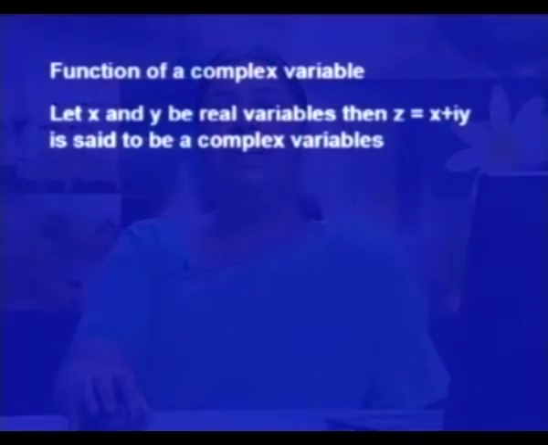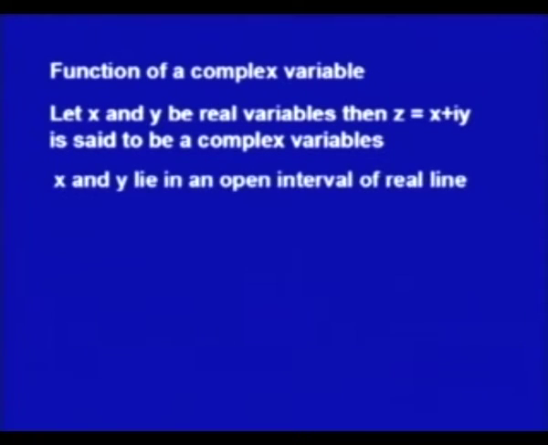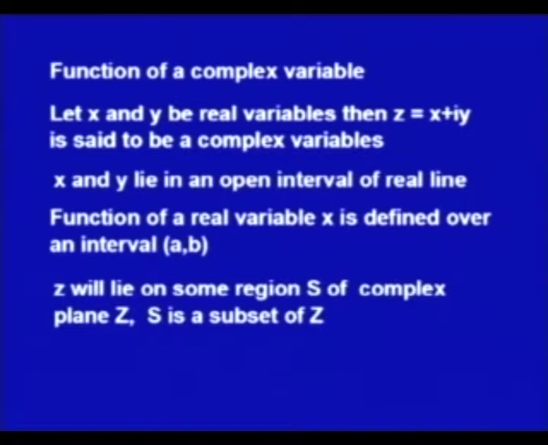Let x and y be real variables, then we denote z as x plus iy, and we say that z is a complex variable. We know that x and y are real variables, they lie in an open interval of real line. Then function of a real variable x is defined over an interval a b. However, z will lie on some region S of complex plane and S is a subset of z.